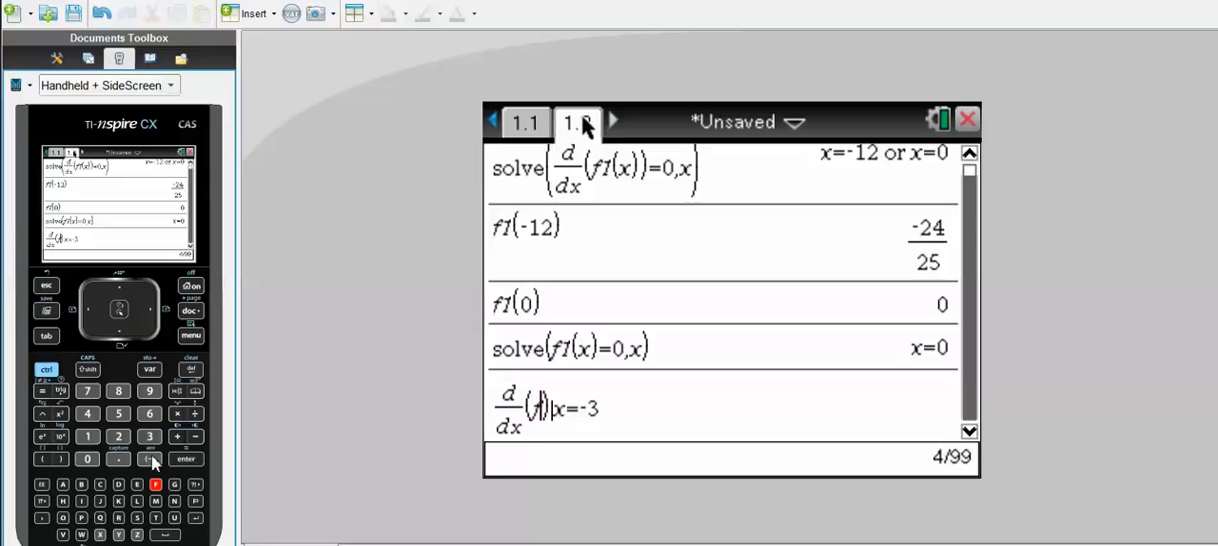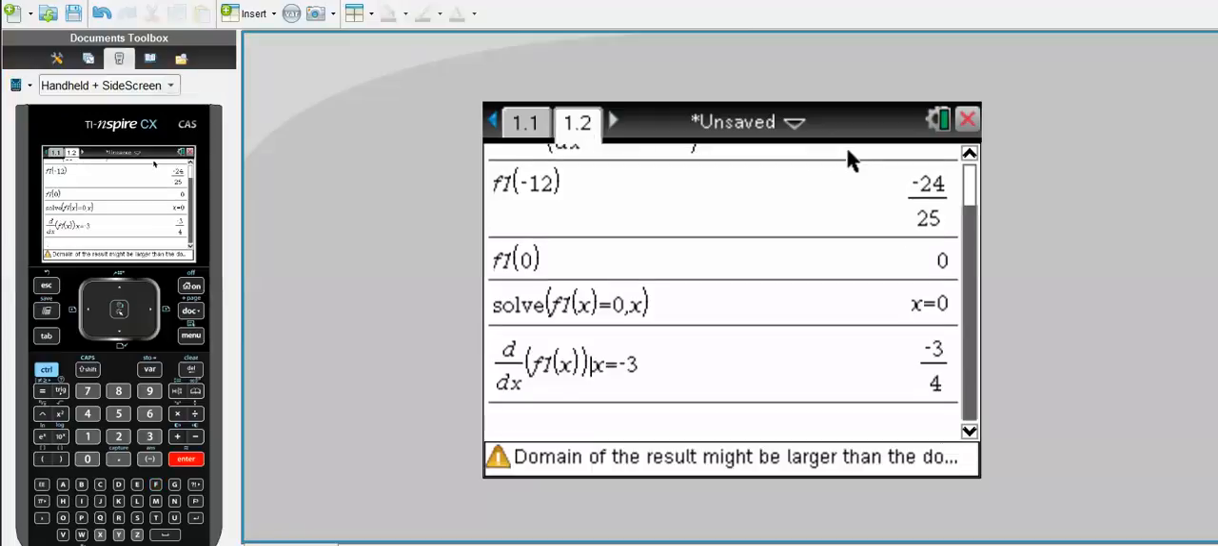Okay, so I just did that: menu, 4, 2, differential at a point, or derivative at a point, and I've differentiated f1(x) when x equals minus 3, and it gives me minus 3/4.